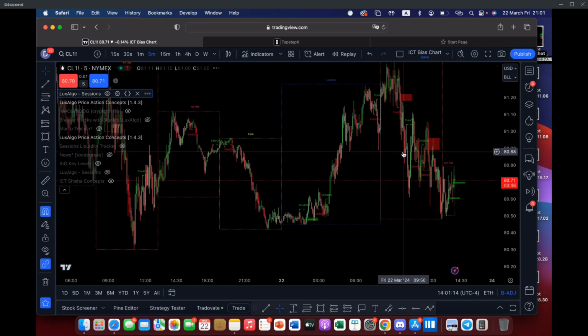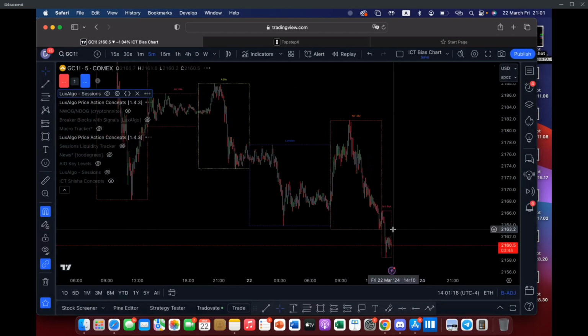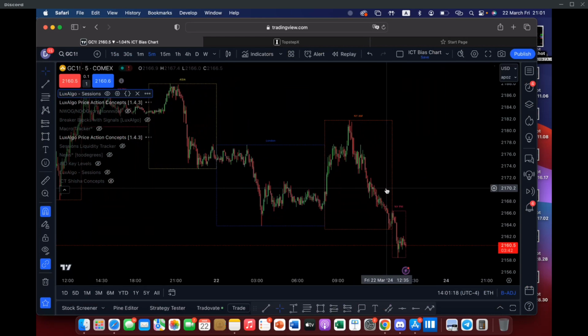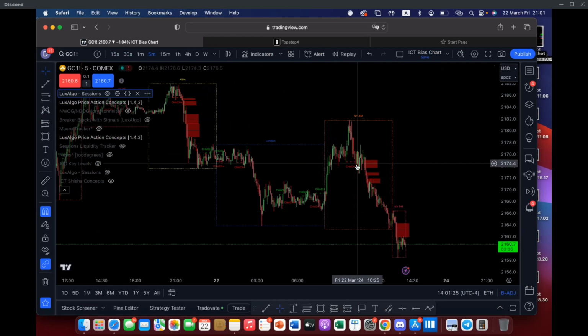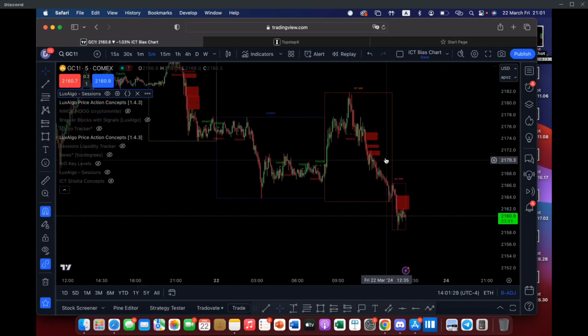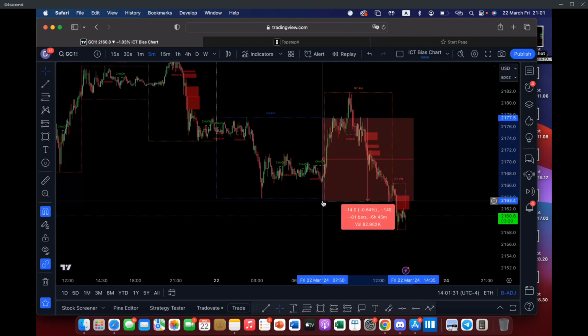Let's have a look at gold. Gold, same thing here. We have a sweep on New York AM. We swept premium session high. That's step 1. Step 2, short. We got short right there. Nice. Step 3, FVG, you enter there, and you ride it all the way to premium session low, just like that.